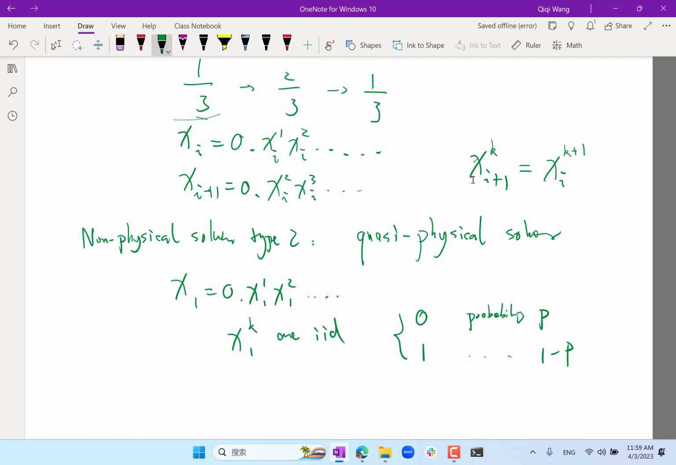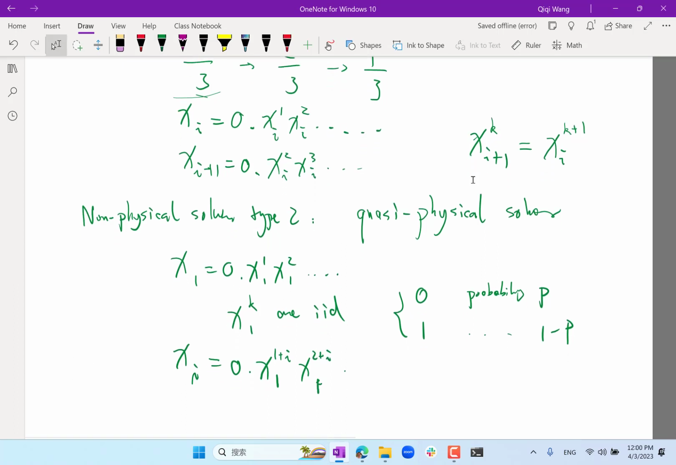All right, so now if you choose such an initial condition, and then you keep applying the map, you keep shifting the numbers to more and more significant digits. What happens is that any x_i would be equal to 0.x_{1+i}, 0.x_{2+i}, etc. So the digits are still chosen from the infinitely many digits of the initial condition. So they are still IID, and they still have the probability of p and 1 minus p for every digit.